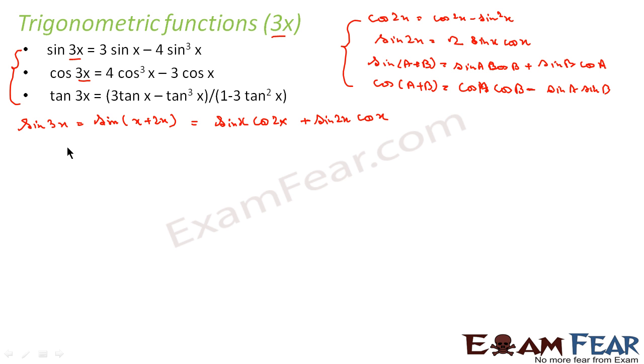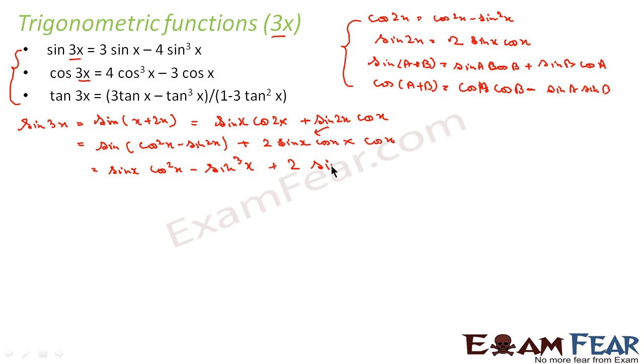We'll use this formula. So now I'll write here: sine x cos 2x I can write as sine x into (cos square x minus sine square x), plus sine 2x, which I can say is 2 sine x cos x, into cos x. So what I get here is sine x cos square x minus sine cube x plus 2 sine x cos square x. This is what we have got. You see, sine x cos square x, and this is sine x cos square x. So this becomes 3 sine x cos square x minus sine cube x.